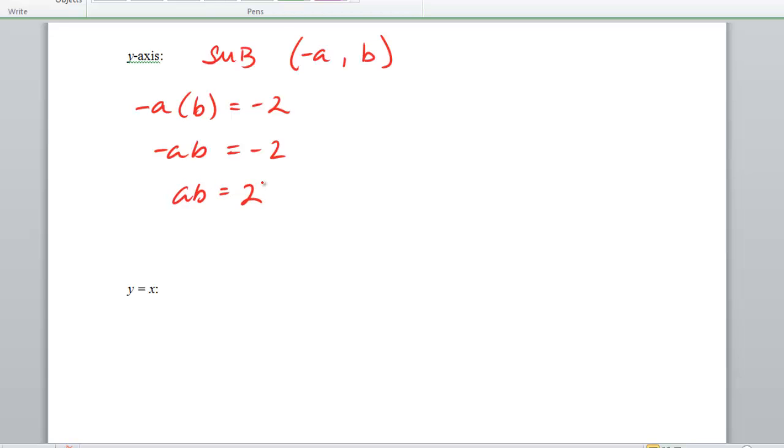So now we're going to test the y-axis, and on the y-axis we're going to substitute -a and b in place of x and y. So I'm going to have -a times b equals -2, which again gives me -ab equals -2, and ab equals 2. Again, not equivalent to ab equals -2. So this is not symmetric along the y-axis.